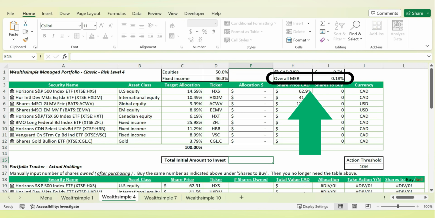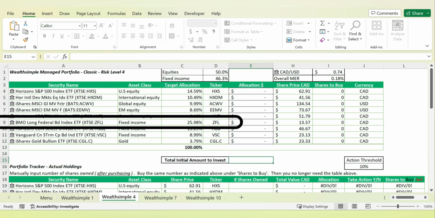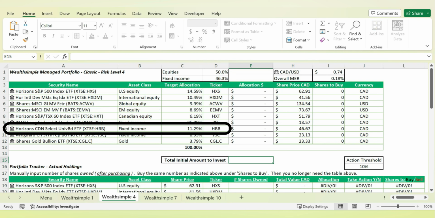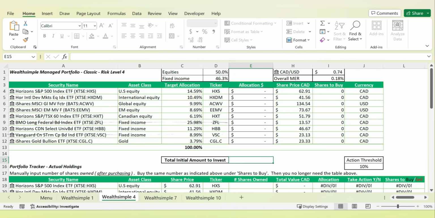So again, if you're having to deal with US dollar ETFs, then you probably want an overall MER that is significantly lower than this. You've got just about 26% of ZFL, the BMO Long Federal Bond Index ETF, and long-term bonds typically have significantly more volatility than short-term bonds. So you would probably want the majority of your fixed income holding to be HBB, the Horizons Canadian Select Universe Bond Index, as this one contains not only long-term bonds, but also medium and short-term bonds.